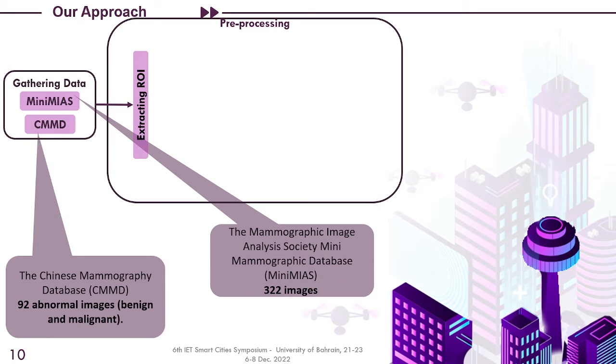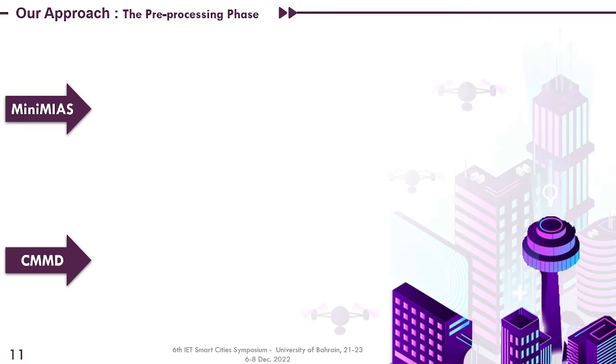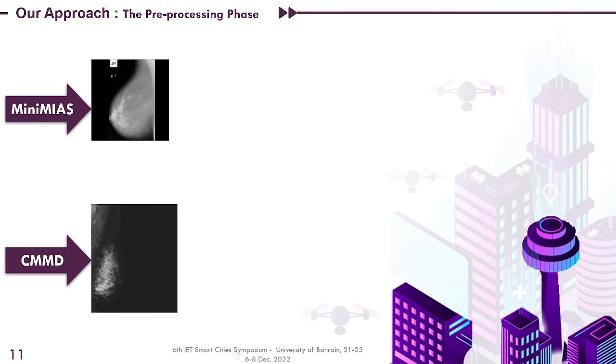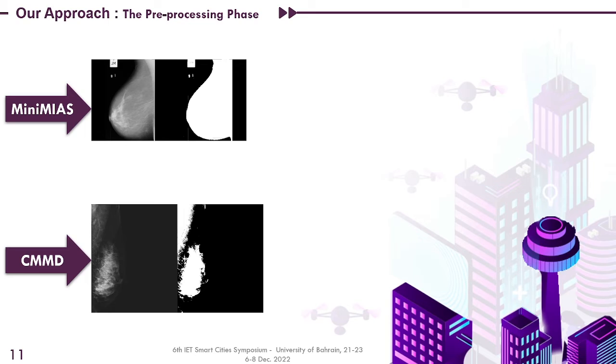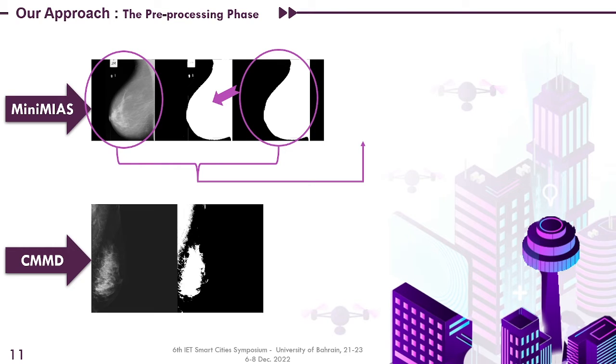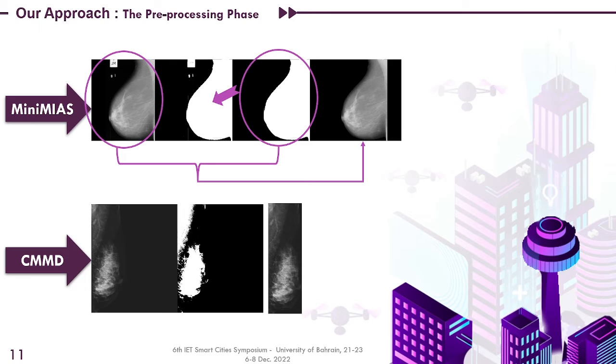The gathered mammogram images were pre-processed using several filters in order to extract the region of interest, which is in this case the breast area, and remove the noise as well as the background. So first, the binary filter was applied to the images, as you can see in an example from each database. Then the resulting image was used to detect the largest blob, which is the breast area.